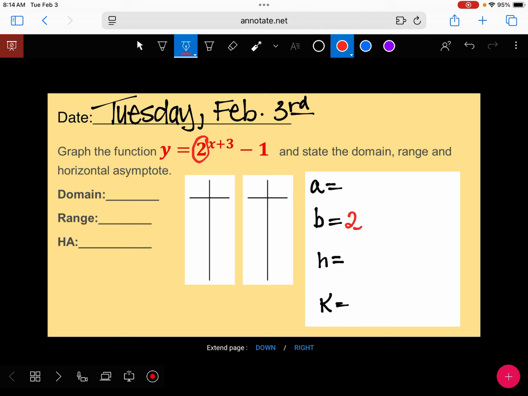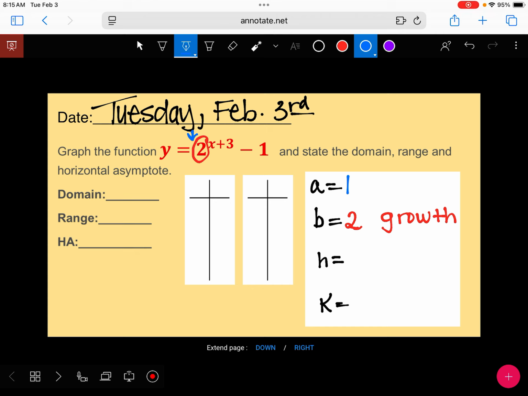Because it's 2, is that growth or decay? What'd you say? Yeah, it's growth. Now, we don't see an A value, but there is one right in front of the 2, but it's 1, which is why we don't include it. When A is 1, there is no change. It's just the same. No stretching, no compressing, no reflecting.